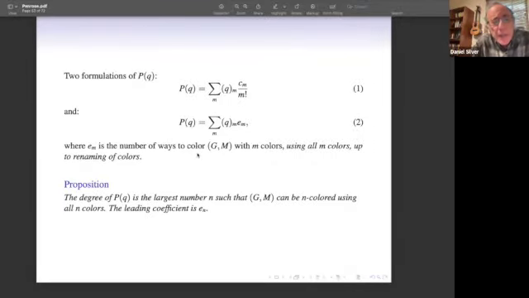So here's an immediate proposition that we get from all of this. The chromatic polynomials all are monic, and they have highest coefficient 1. So if you want to know the degree of P, it's the largest number N such that G can be N-colored using all N colors. And the leading coefficient is En. It's the number of ways to color up to renaming colors. Okay, so this is immediate. So the leading coefficient, whether you're writing your polynomial in terms of powers of Q or falling factorials, will be the same.